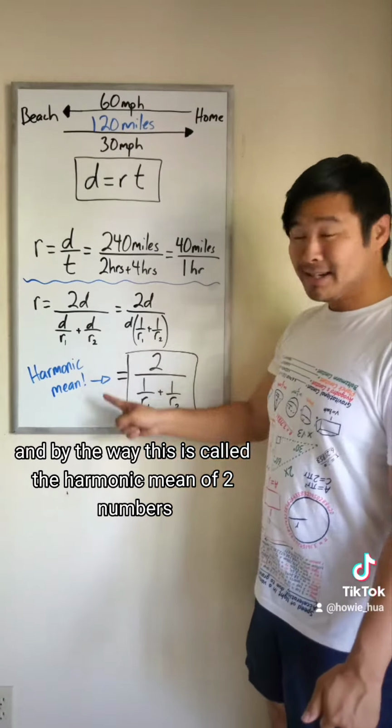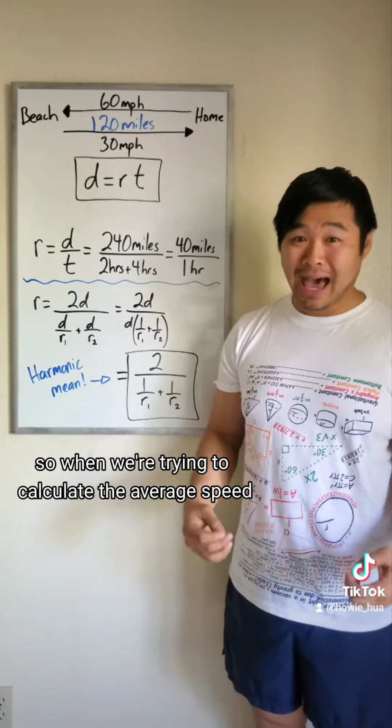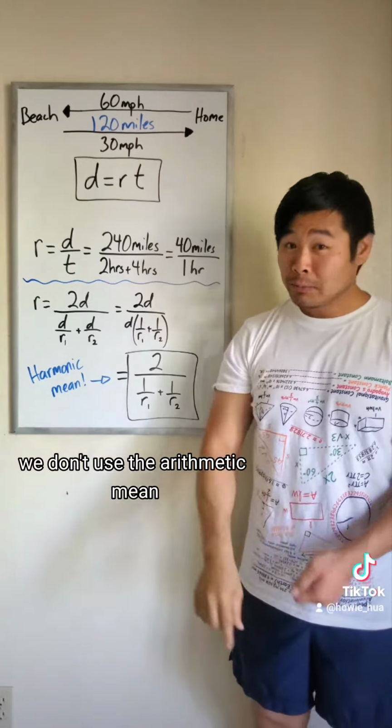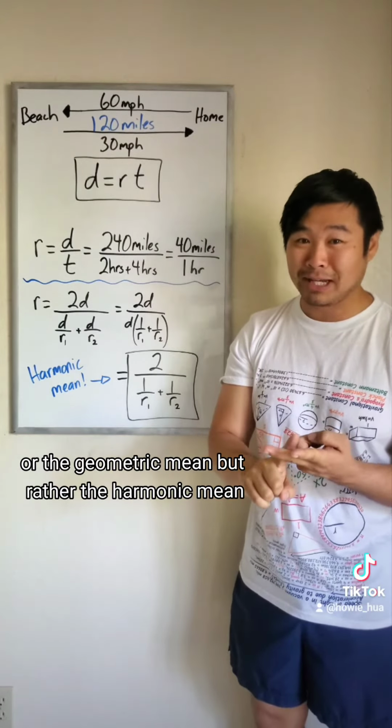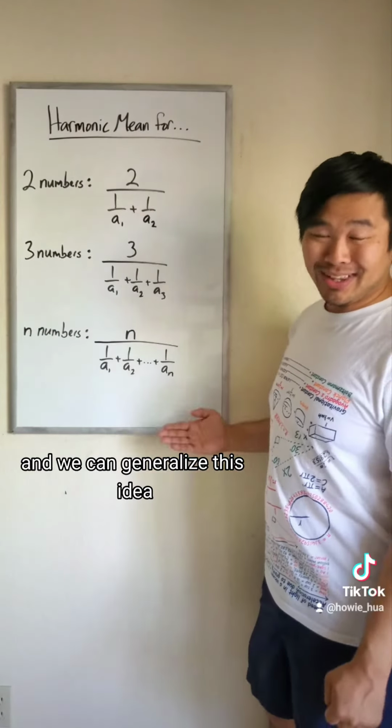And by the way, this is called the harmonic mean of two numbers. So when we're trying to calculate the average speed, provided that we're traveling the same distance with each of those rates, we don't use the arithmetic mean or the geometric mean, but rather the harmonic mean. And we can generalize this idea.